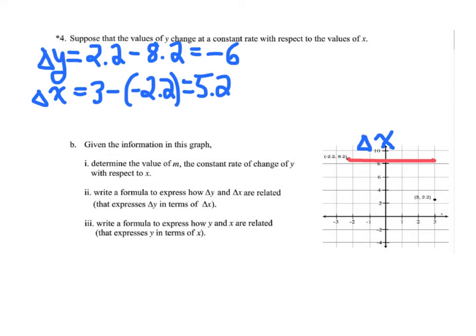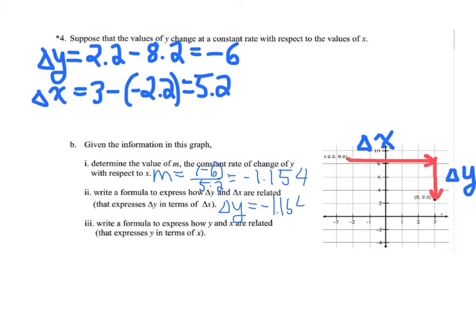We can also see that the constant rate of change of y with respect to x, or m, is -6 divided by 5.2, which is approximately equal to -1.154. This information allows us to express the change in y in terms of the change in x in the following way. Delta y equals -1.154 times delta x.